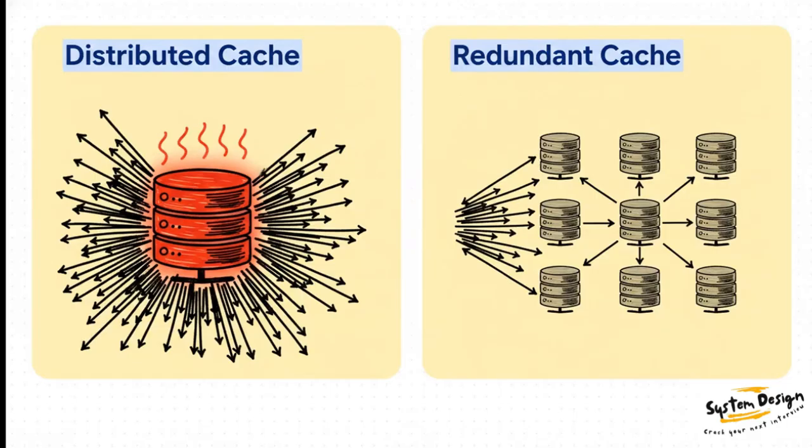And the fix for this is actually pretty clever. We use redundant caching. Instead of having just one copy of that viral post on one server, we make lots of copies and stick them in a bunch of different independent caches. So now, instead of everyone hammering one machine, the load gets spread out across all of them. No single machine gets overwhelmed.